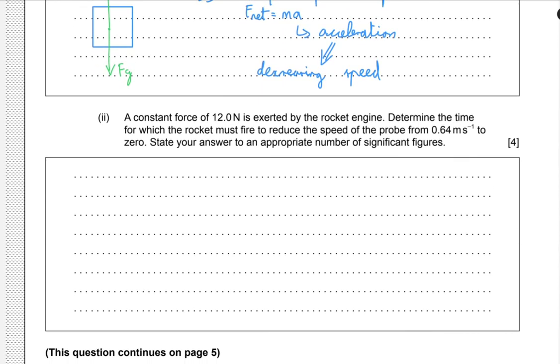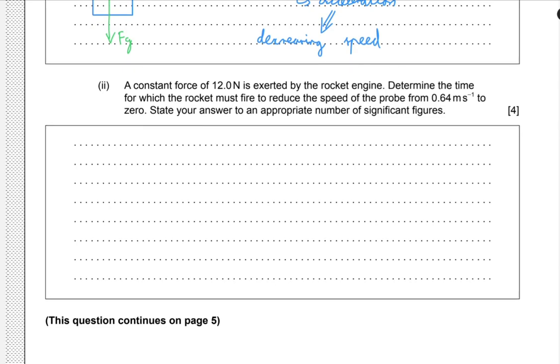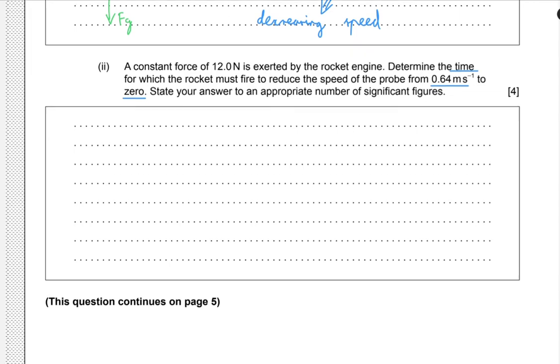And then we are told that this rocket force is 12 newtons, and we need to deduce the time it needs to fire to slow it down from an initial speed of 0.64 to a speed of 0. And here we also need to use an appropriate number of significant figures. So here there are probably two main approaches you can take. I'll try and show you both of them.